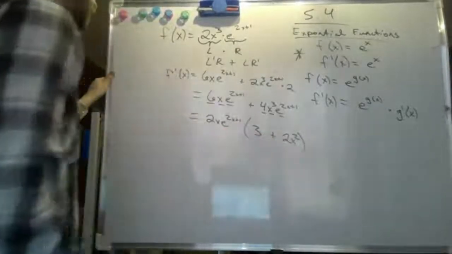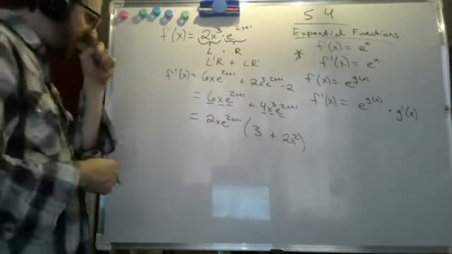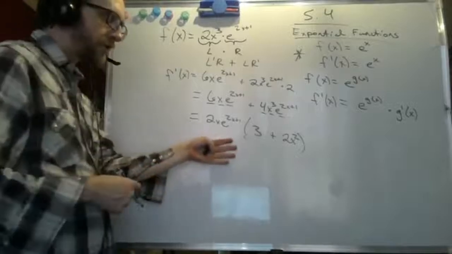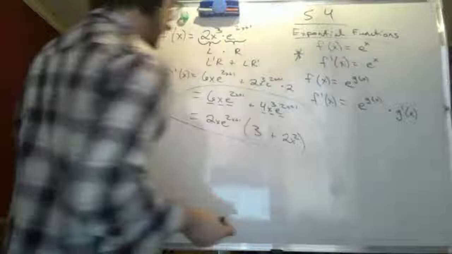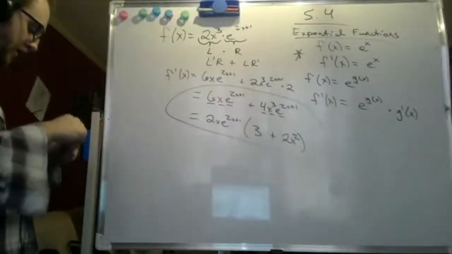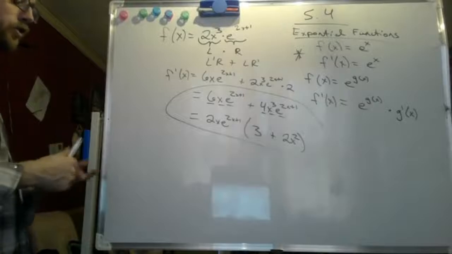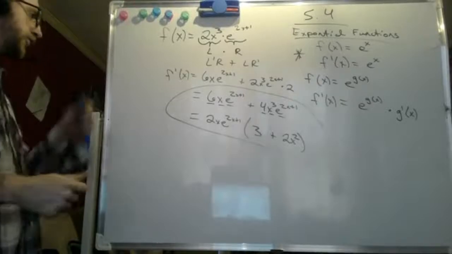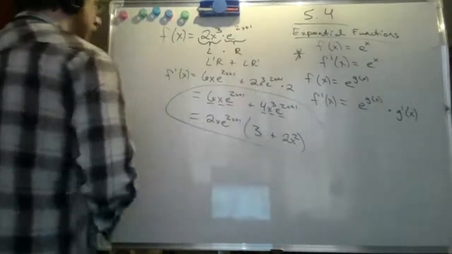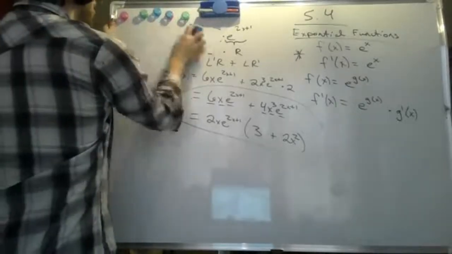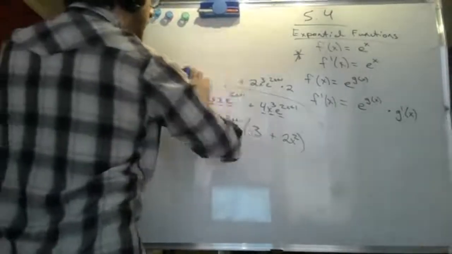There you go. So maybe you could argue that this is a simpler version, but really, I would accept either of these. I don't think one is necessarily better than the other. But they're both correct, and I'll accept either one of them for homework assignments and such. So there you go. There's an application of the product rule with the exponential function.